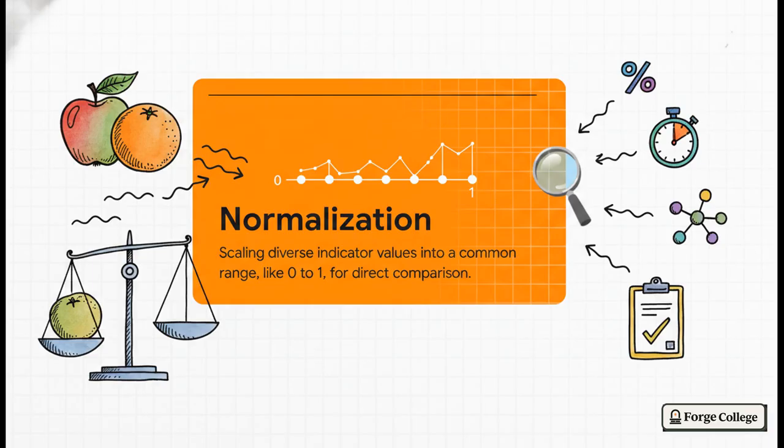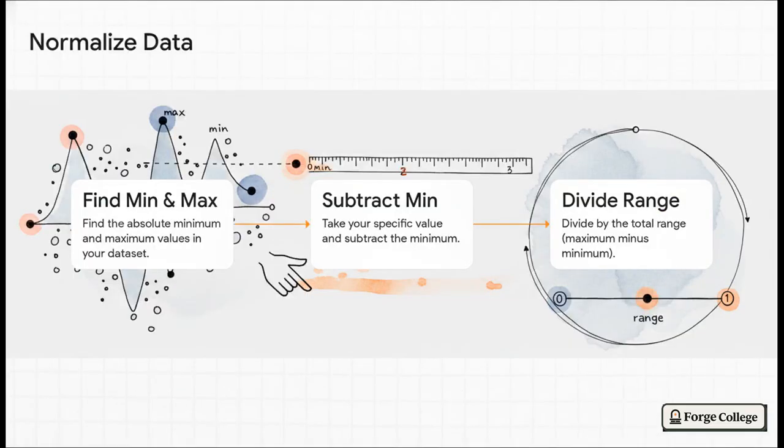The answer is normalization. This is the process of scaling all those diverse indicator values into a common range, like 0 to 1, to allow for direct comparison. It lets us take totally different units and put them on the exact same mathematical playing field, all without losing the structural meaning of the original data. It's kind of magic. So, the crucial point is, how do we actually do the math? Don't worry, it is way easier than it sounds. Here is the visual logic for min-max normalization.